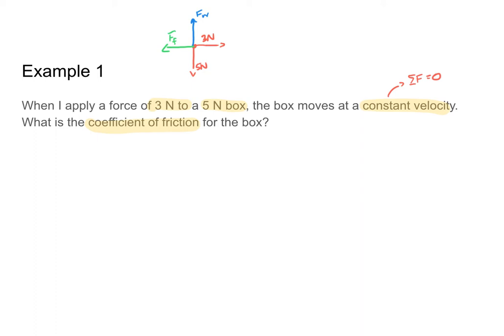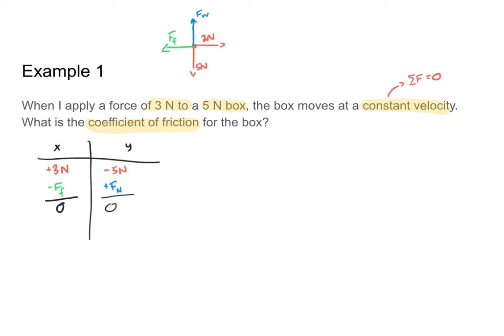From here, I can go ahead and make my little table for x and y. In the x direction, I have my 3 newton applied force, so in the positive direction, and I have my frictional force, which is going to be in the negative direction. And when I add those forces together, I should get that the net force in the x direction is 0. Similarly, in the y direction, I have my 5 newton gravitational force, which is pointing down, so it's in the negative direction. And I have my normal force, which is going to be pointing up. And the sum of those forces, again, is going to be 0.